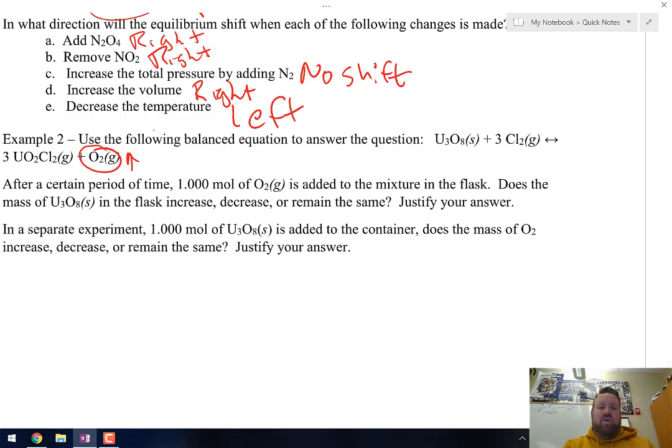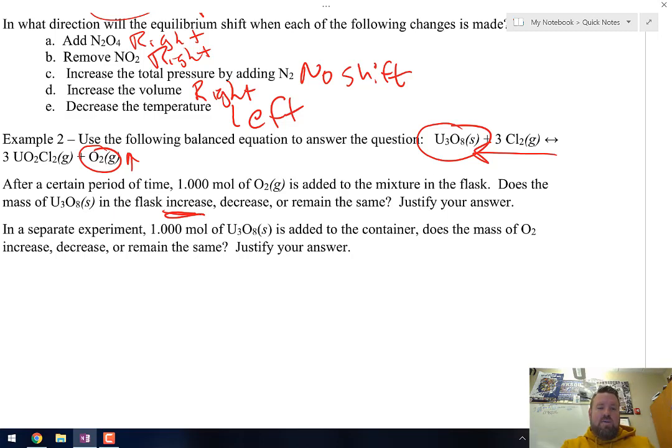Okay, because we've added some O2, the reaction is going to shift to the left, and so the amount of U3O8 is going to go up. Now how would I justify that on the AP test? First of all, I would say increase, because I'm answering the question. I'd say an increase in the amount of O2 causes a Le Chatelier's principle shift to the left, and that causes the amount of the reactants to increase. And that's really all you would have to say.